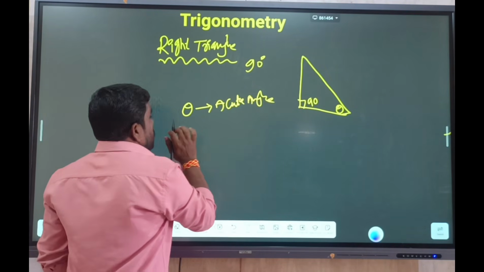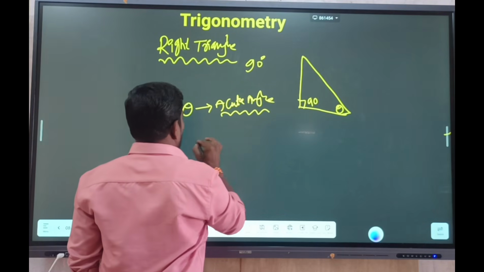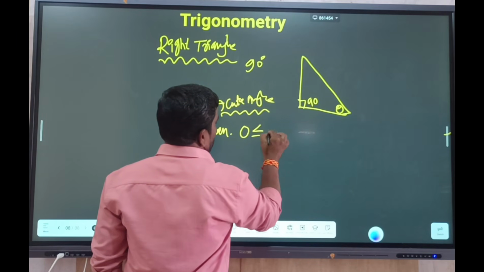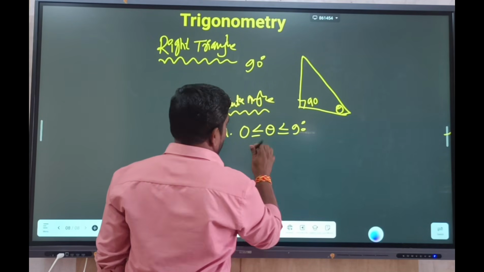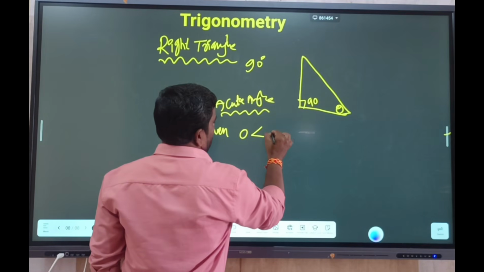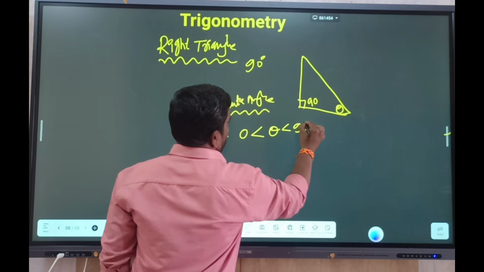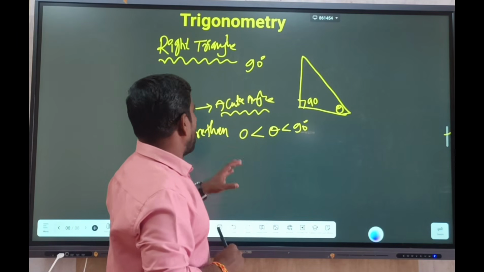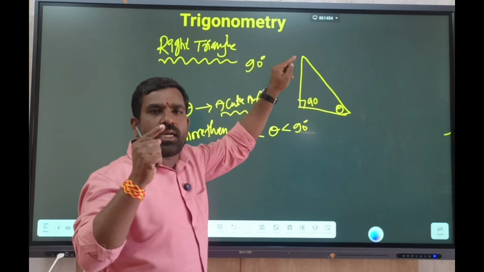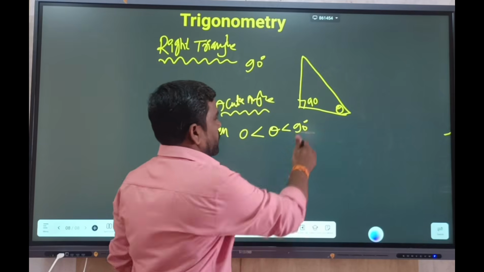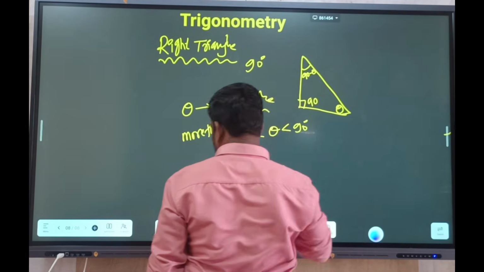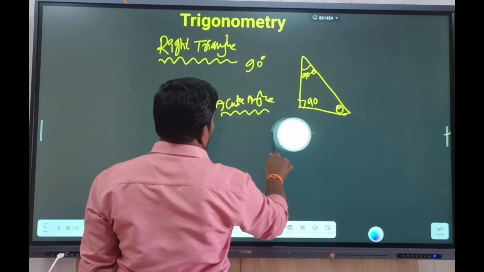But the acute angle definition is: more than 0 degrees and less than 90 degrees. That is called an acute angle. Right. The acute angle definition is finished. A right triangle means one angle is 90 degrees. So here theta, and the remaining angle is 90 minus theta.